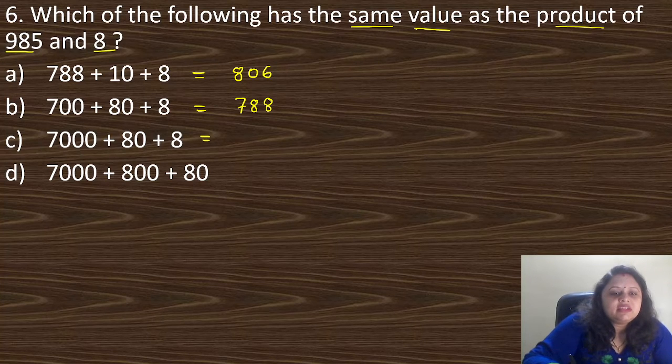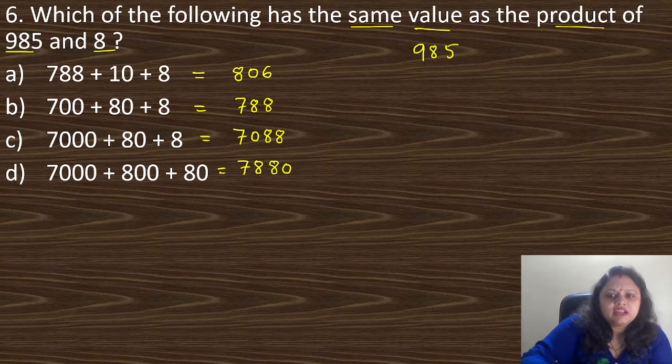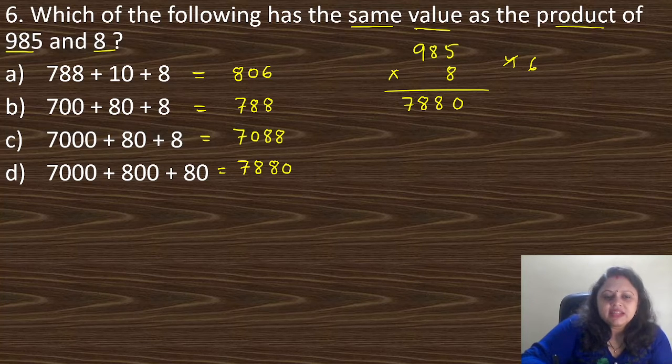In option B, 700 plus 80 plus 8, we will get 788. Option C, 7,000 plus 80 plus 8, that is 7,088. Next, 7,000 plus 800 plus 80, 7,880. So, we found the sum of all the options. Now we have to find the product 985 into 8. 8 fives are 40, 0, 4, then 8 eights are 64, 4 and 68, 6, 8 nines are 72, 7880. So, is the product present in any of the options?